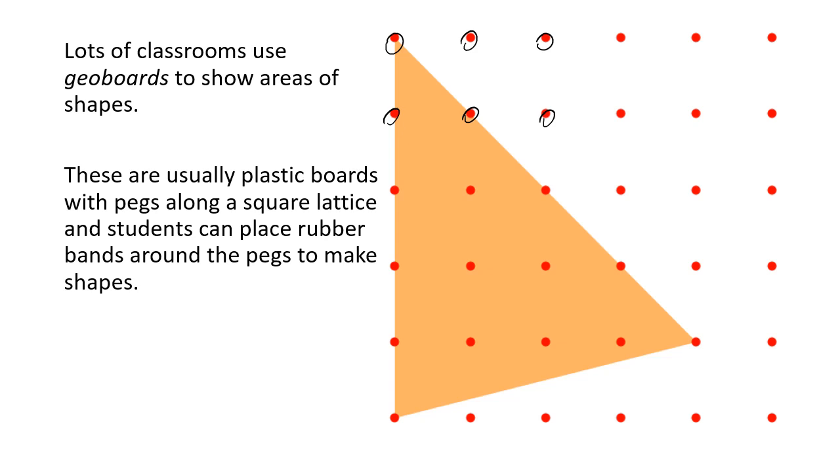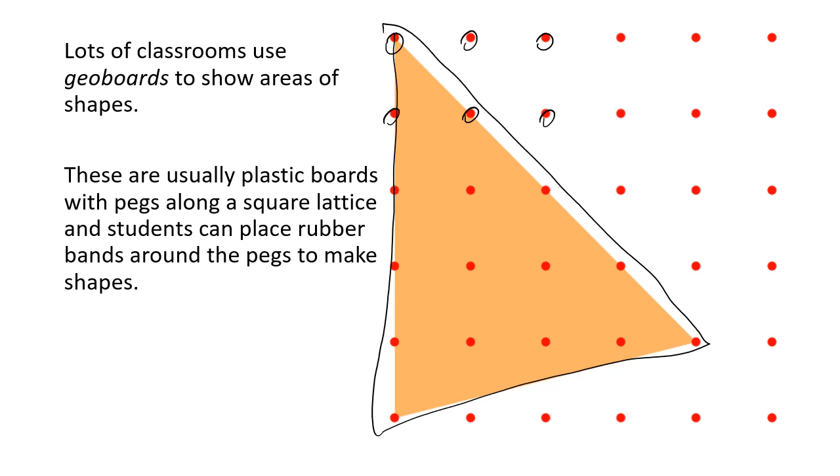And so the idea is that you take rubber bands and you wrap them around these pegs and they make little shapes. We could take a rubber band and wrap it around these two pegs, pull it tight to this peg, and then it comes down this way. Then we could use this geoboard to make triangles and find the area of that triangle. So what would be the area of this triangle?